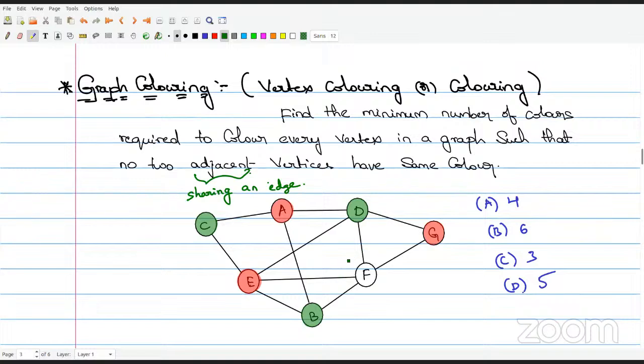Correct. So now by using only 2 colors, I have already colored 6 vertices, and I am left with only one vertex to be colored. This F cannot be colored with red because G is an adjacent vertex, and this F cannot be colored with green because D is an adjacent vertex. So this has to take a new color.